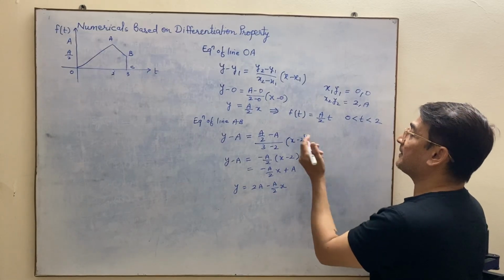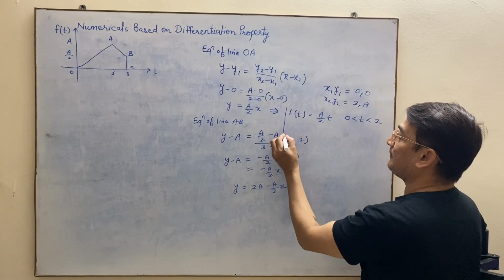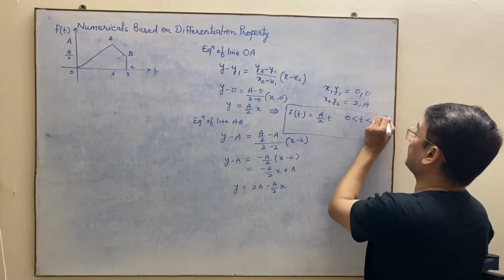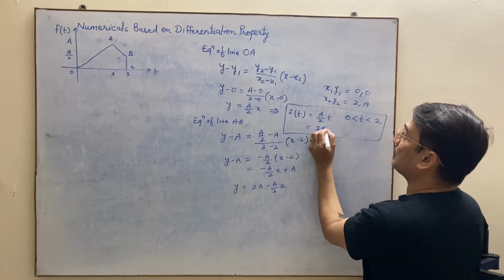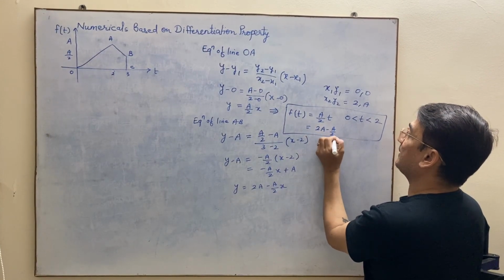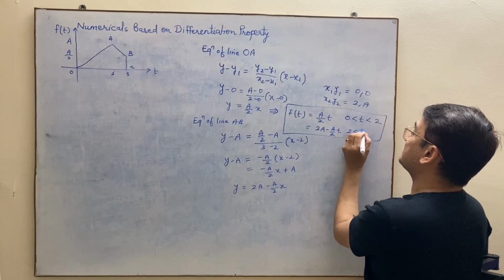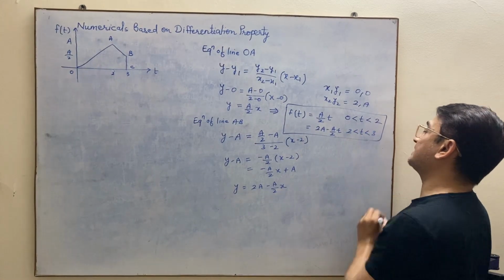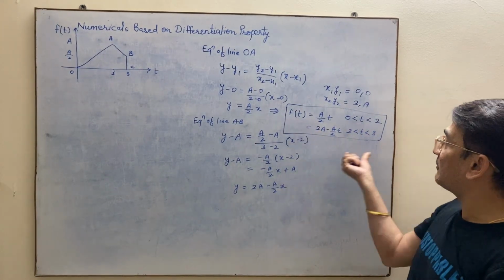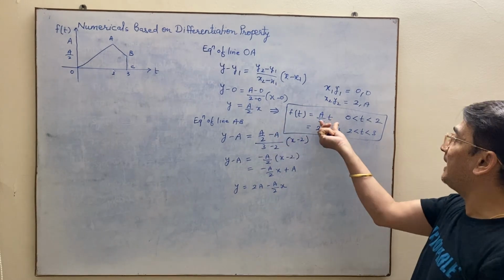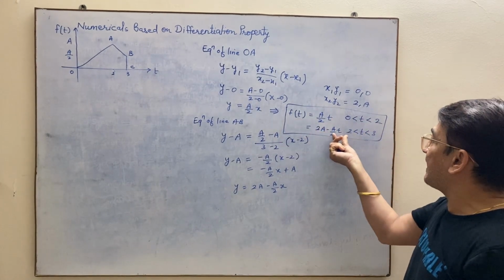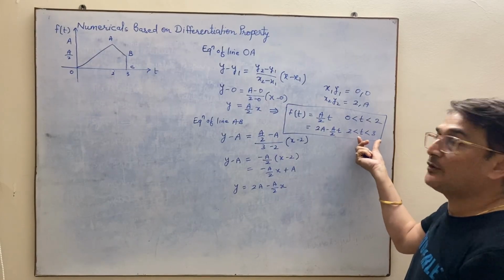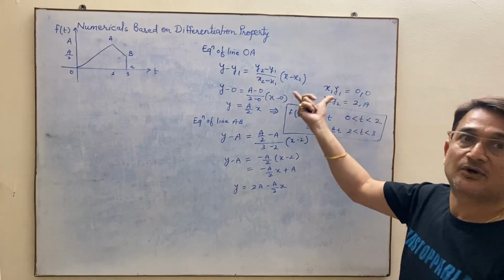Again y will be replaced by, you can write directly 2a minus a by 2 t. This is between 0 is 2 is less than t is less than 3. So your function f(t) is defined by a by 2 t between 0 to 2 and 2a minus a by 2 t between 2 to 3. So this is your f(t).